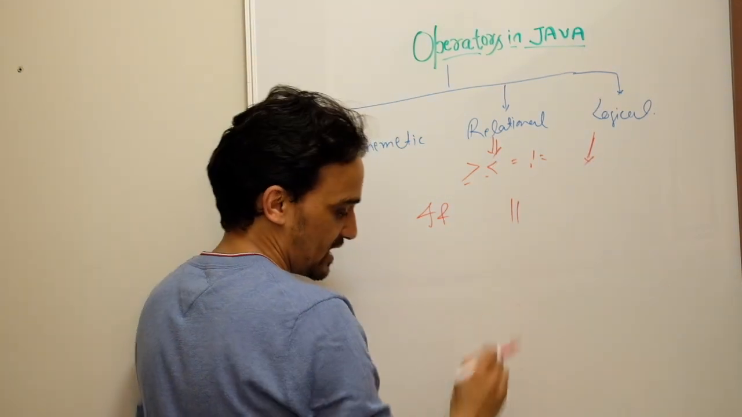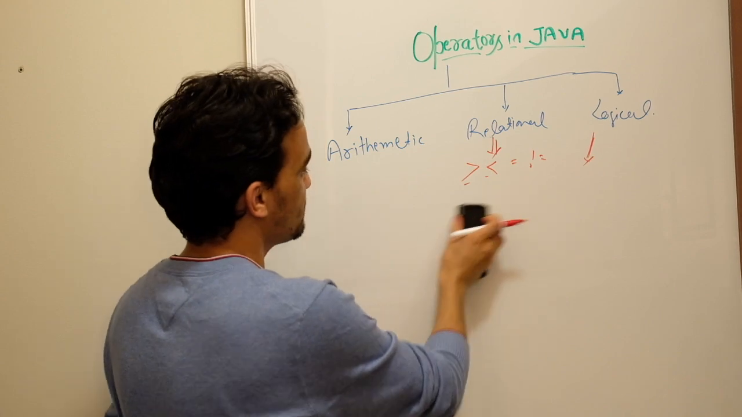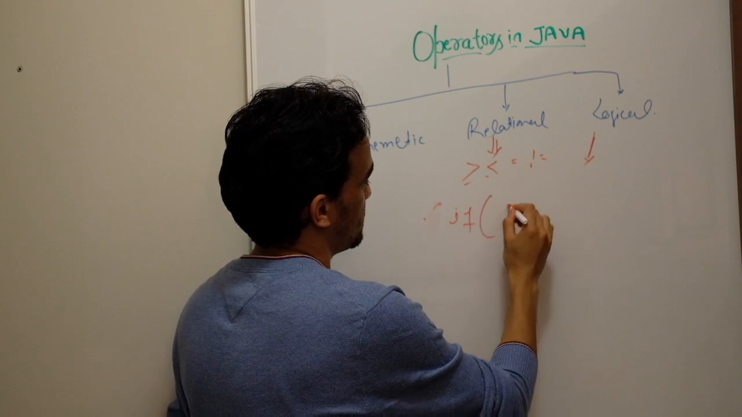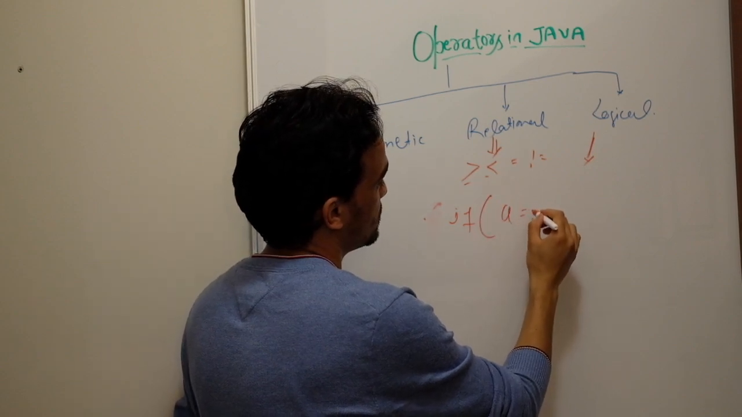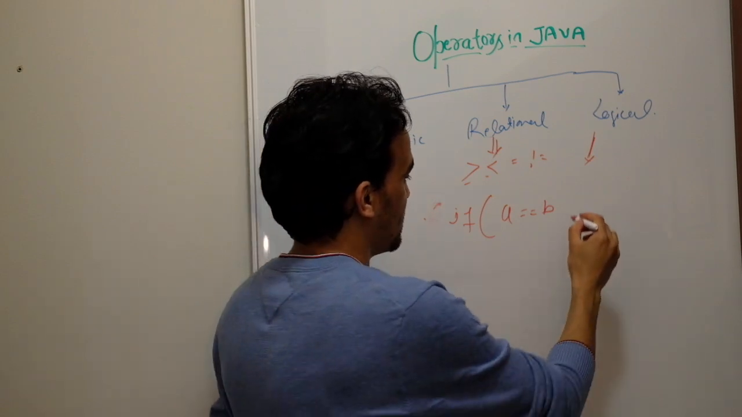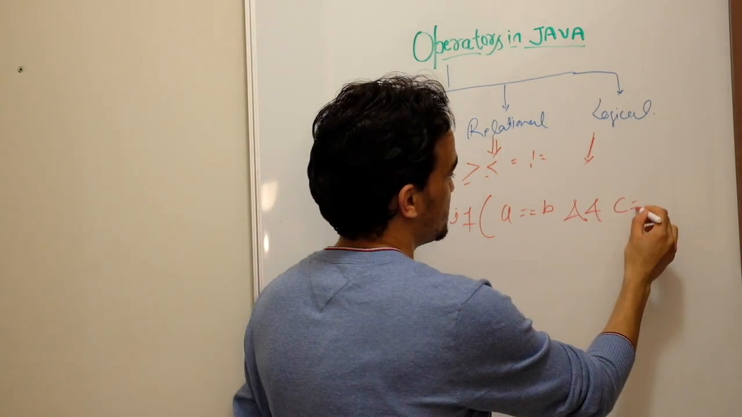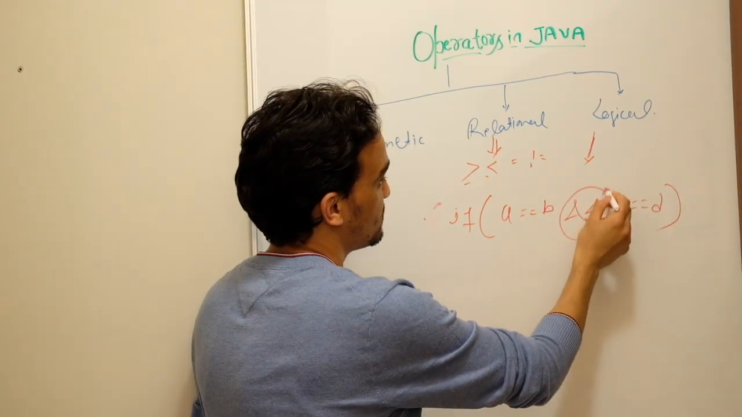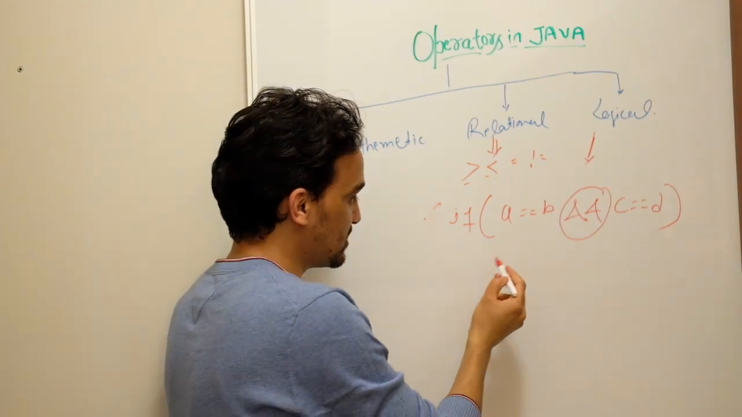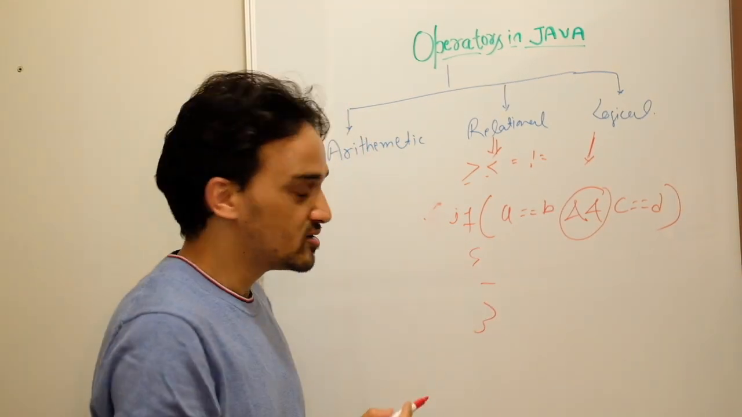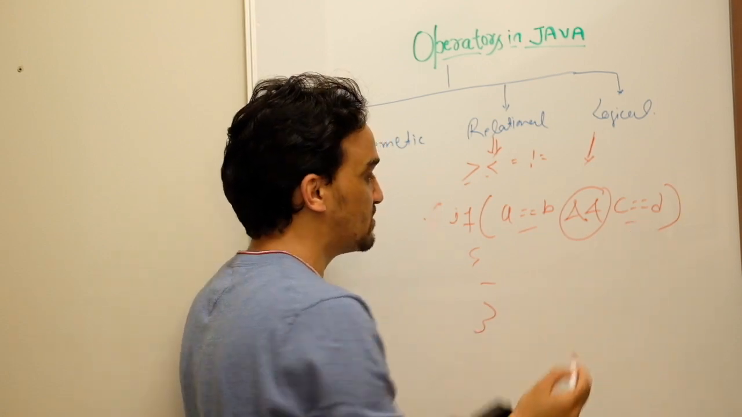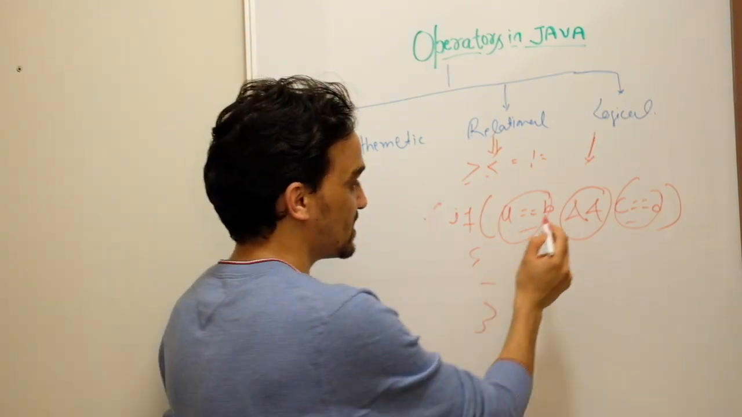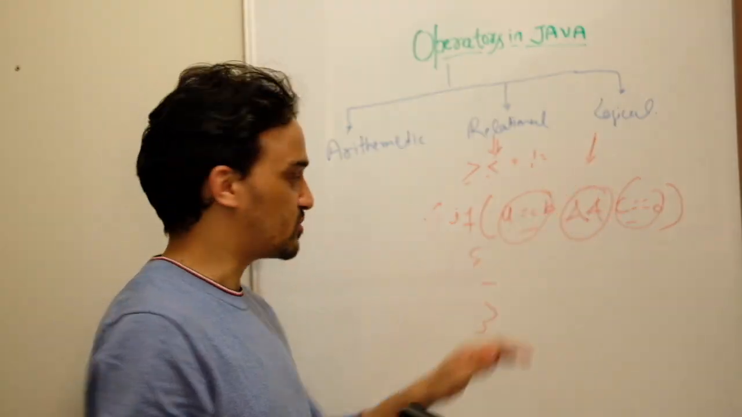So let's suppose I have a condition like this. If A equals B and C equals D. Let's suppose I have a condition like this, and here I am using the logical operator. So here, in order to move inside, both these conditions should be met. Both these conditions should be true, then only I will go inside. That is what the and logical operator is all about.